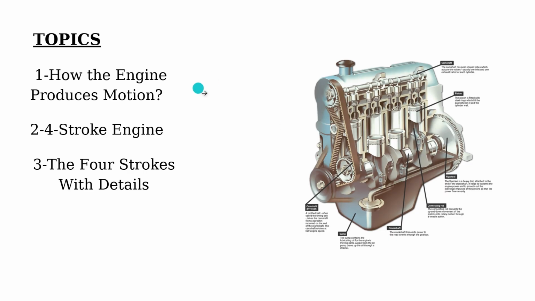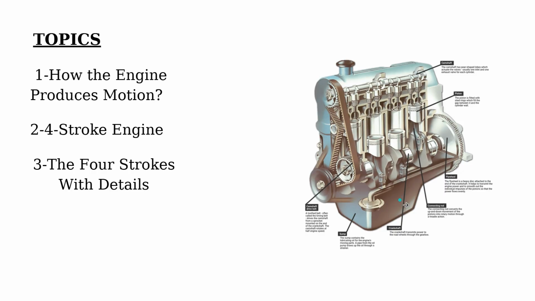Now, in this lesson, we are going to focus on how the engine actually produces motion step by step. This means we will go inside the working process of the engine and understand what happens during the operation. To make this easier, we will study one of the most important engine systems, which is the four-stroke internal combustion engine. You can see in here, this is a four-stroke internal combustion engine. This is the most common type of engine used in cars and many other vehicles. So understanding it is very important.